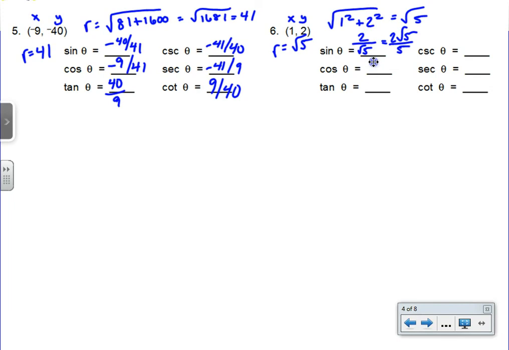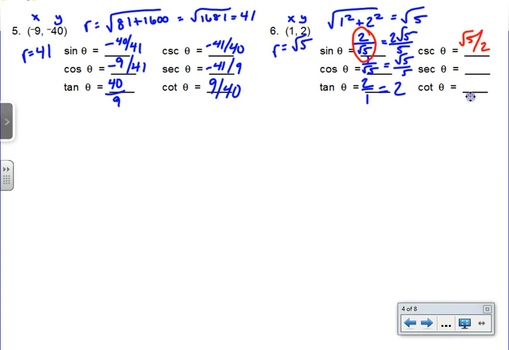Okay, cosine would be x over r, so 1 over square root of 5. Can't leave my answer like that. If you hit top and bottom by the square root of 5, you'll end up with the square root of 5 over 5. And then tangent is y over x, 2 over 1, which is 2. Okay, cosecant. Go back to your original sine setup, and just flip him rather than the rationalized version. It would be a lot prettier.